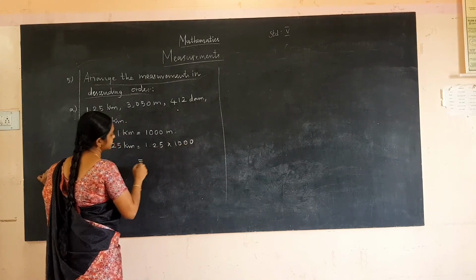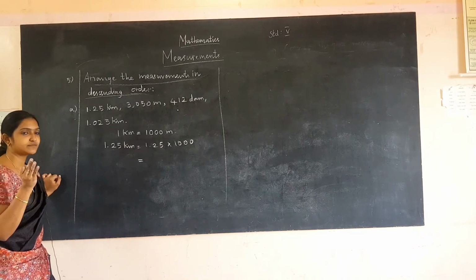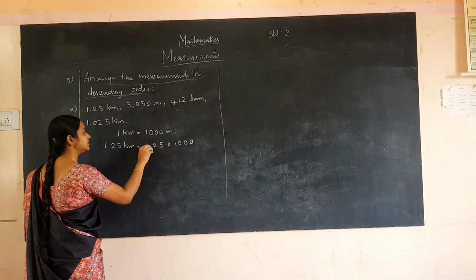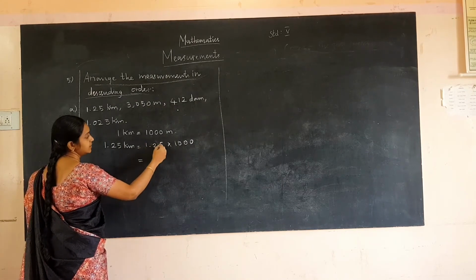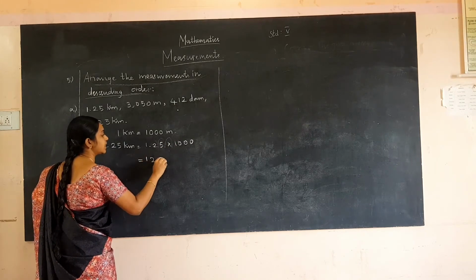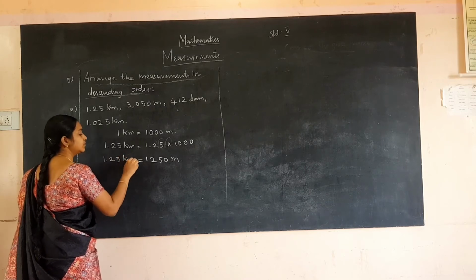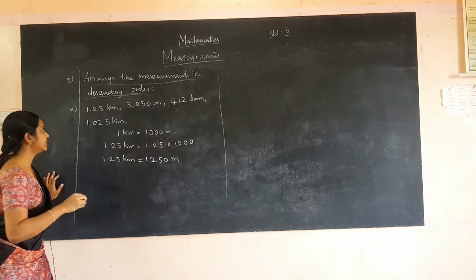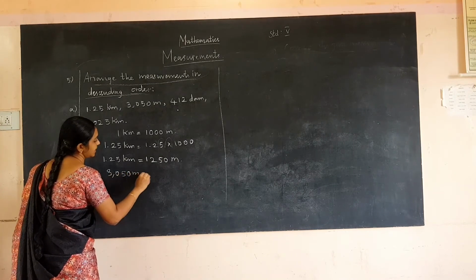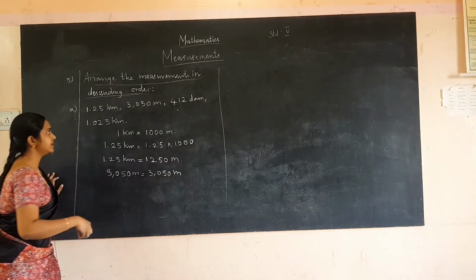While multiplying a decimal with 10, 100 or 1000, we have to count the number of zeros. Here the number of zeros is 3, so we have to move the decimal point 3 places to the right. 1, 2 and 3. So we have to put the 0 here. So it is 1250. 1.25 kilometer is equal to 1250 meter. Next, 3050 meter. I am going to keep that as it is because the unit is meter.